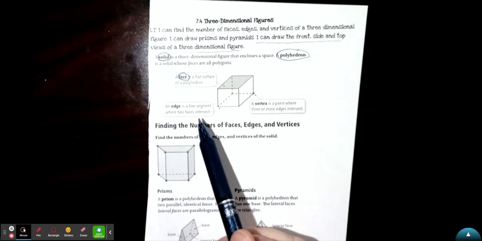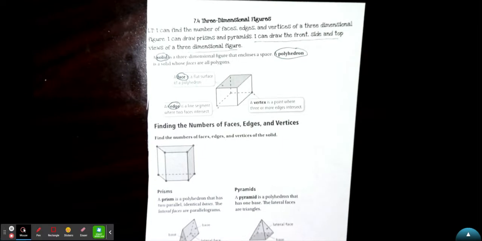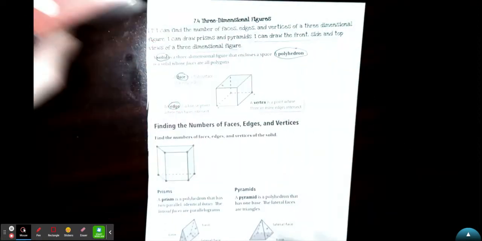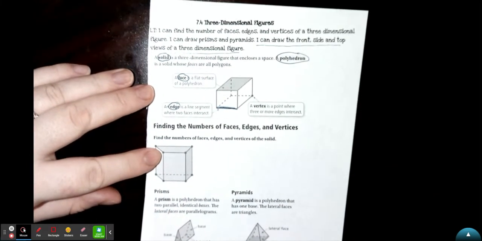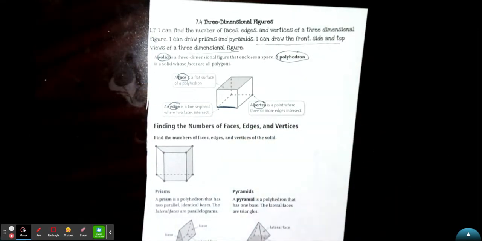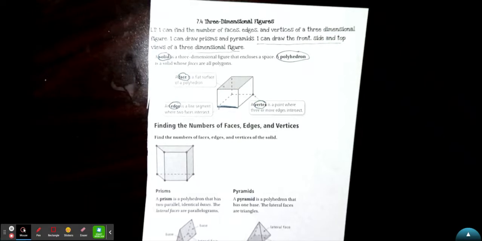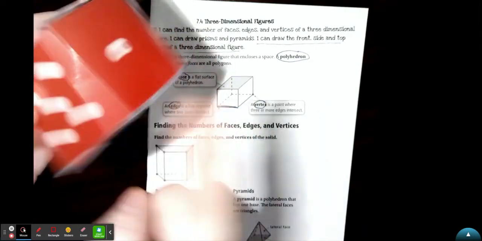Okay, an edge. An edge is a line segment where two faces intersect. So an edge would be like right here, right here, right here, all these lines. And finally, a vertex, which when you do plural, vertex is vertices. It is a point where 3 or more edges intersect. So this is what we more commonly call a corner, right? So the sharp points, those are called vertices.